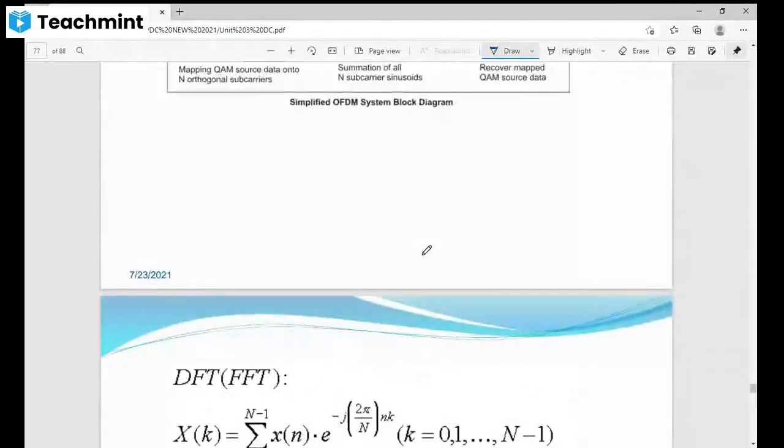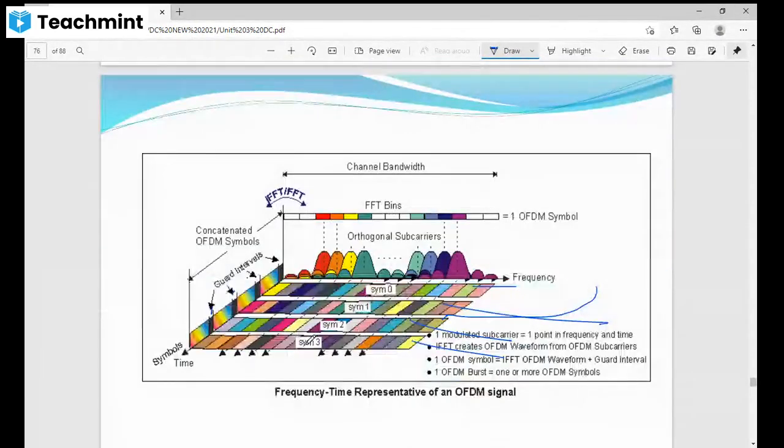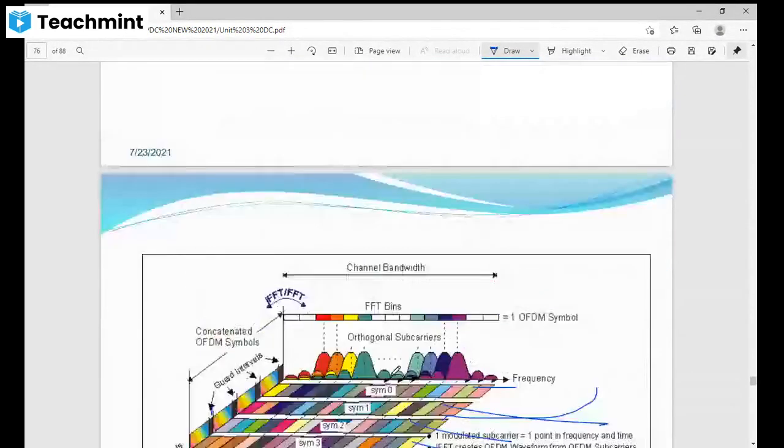So today we will stop here. The DFT equation we will see in the next lecture.